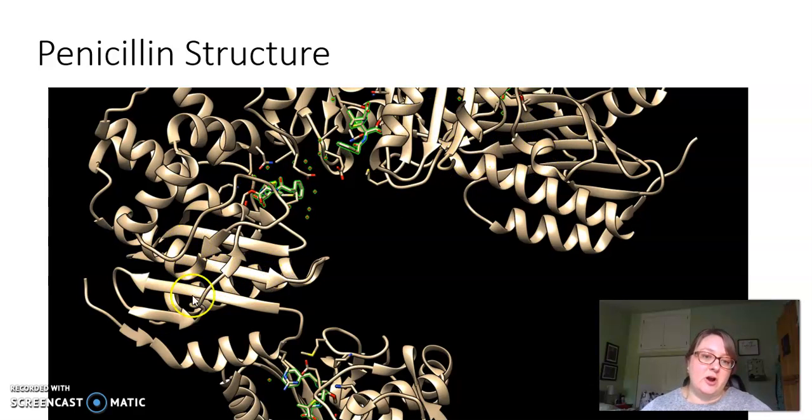This is the penicillin structure. Right here is how it's binding to the protein. This was done in Chimera. I hope I did it right.